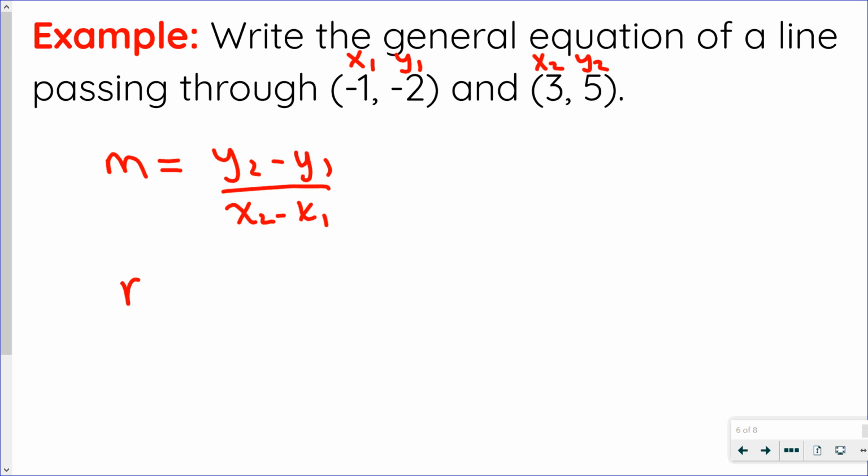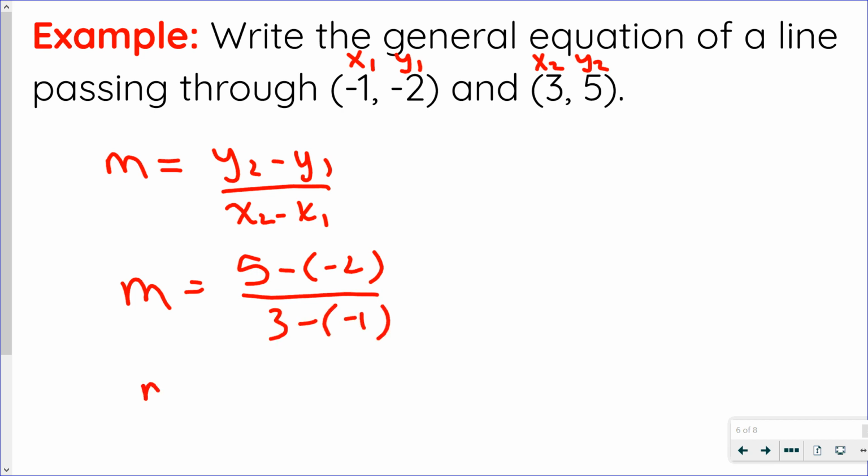So here's my slope. So I'm going to go 5 take away a -2 over 3 take away a -3. So my slope is 5 take away a -2. 2 negatives make a positive. That's 7 over, again, 2 negatives make a positive, 3 plus 1 is 4. So my slope is 7 over 4.